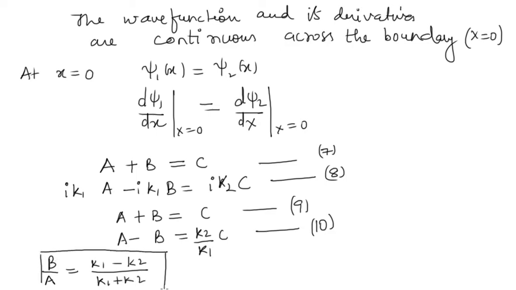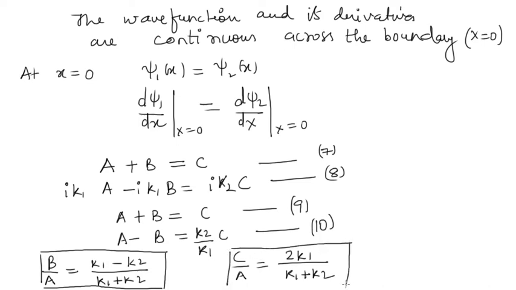We'll see how this result is important to us. Okay. c upon a is equal to 2k1 upon k1 plus k2. We name these as equations 11 and 12.